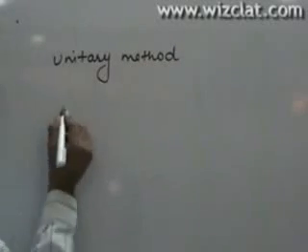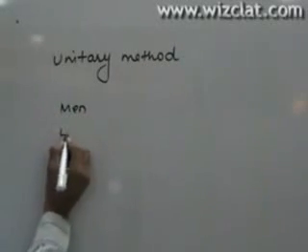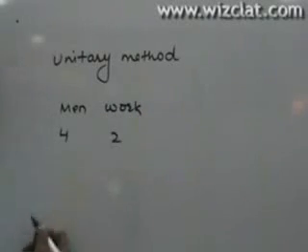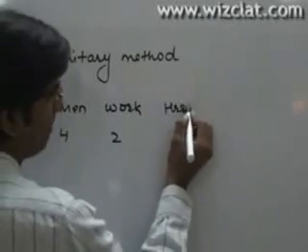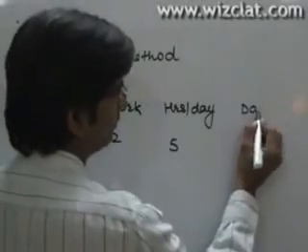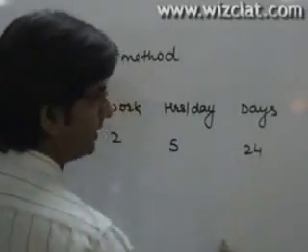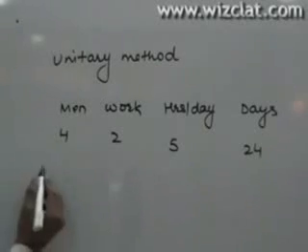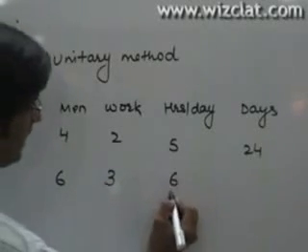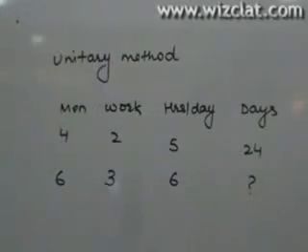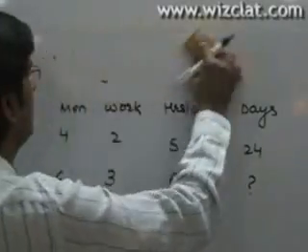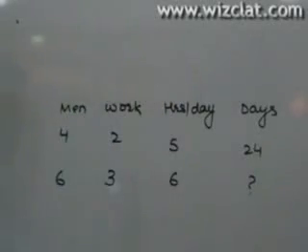For example, it is given 4 men can do 2 units of work working 5 hours a day in 24 days. Then 6 men will do 3 work working 6 hours a day in how many days? Now remember, the answer may be in fraction, not necessarily that it will come in integer form. Now how do we deal with this question?